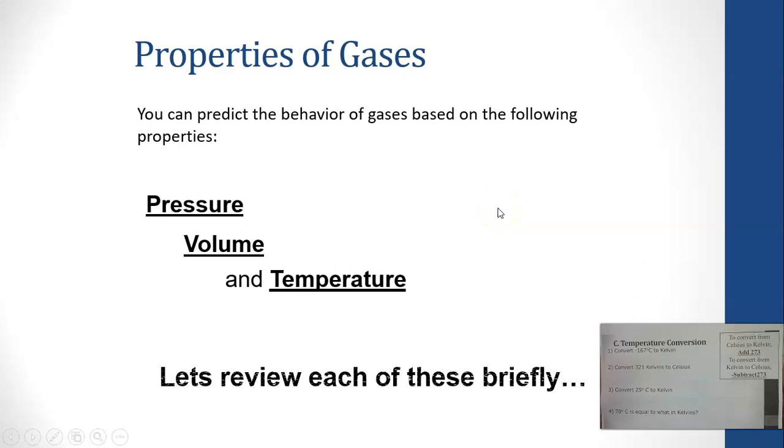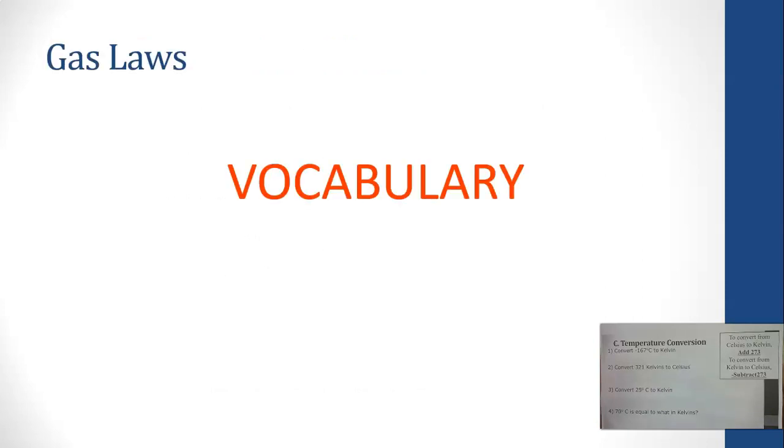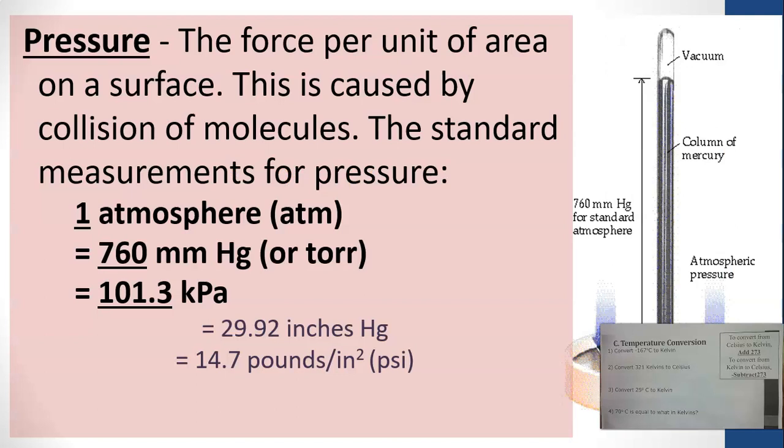You can predict the behavior of gases based on the following properties: pressure, volume, and temperature. Okay, so we're going to review each one of these briefly. You know what they are, but let's just talk about them anyway. Some vocabulary. So pressure is the force, the official definition, the force per unit of area on a surface.